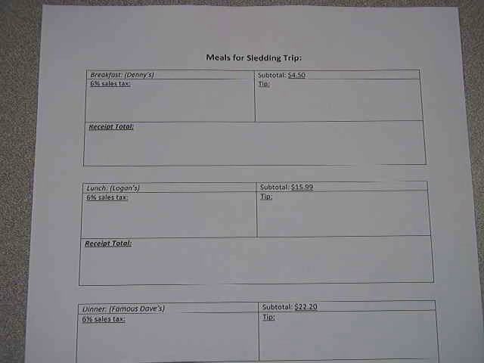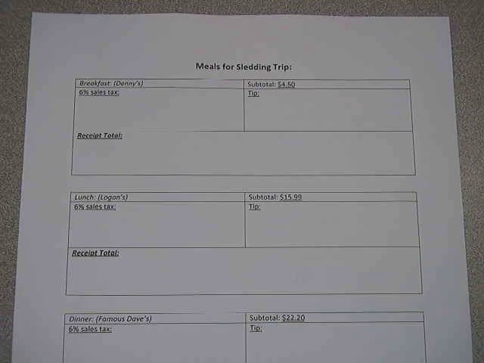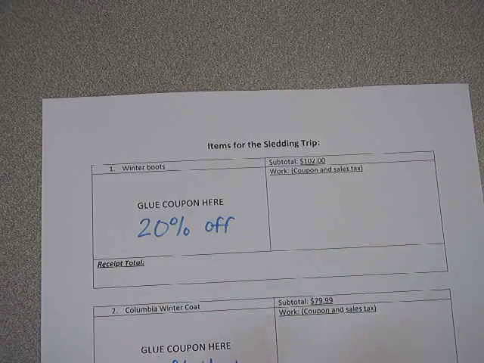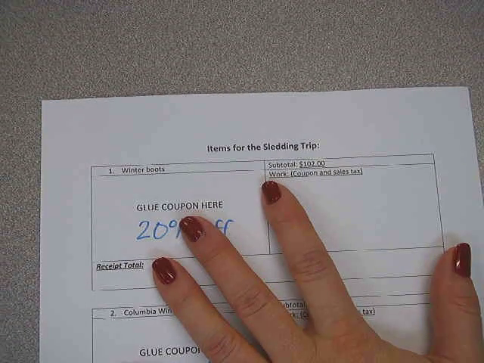Okay, this is an introductory unit to a shopping activity you're going to be working on in the days leading up to Christmas. So please find this Meals for a Sledding Trip activity. The front and back of this is just an introduction to a bigger project you're going to do.